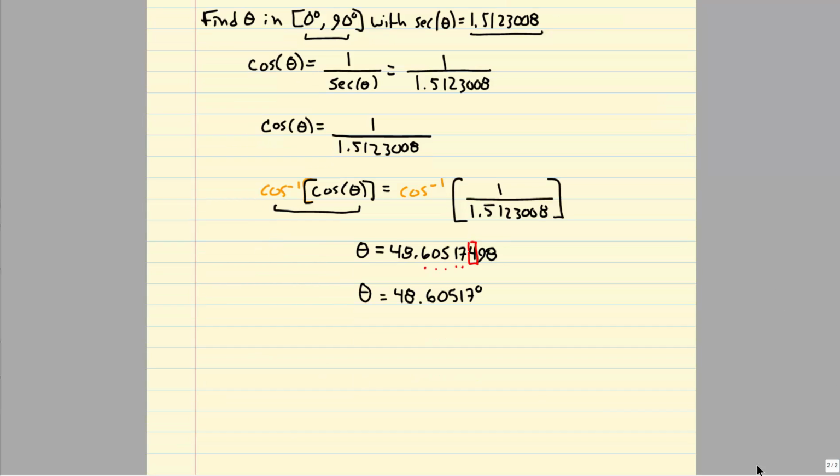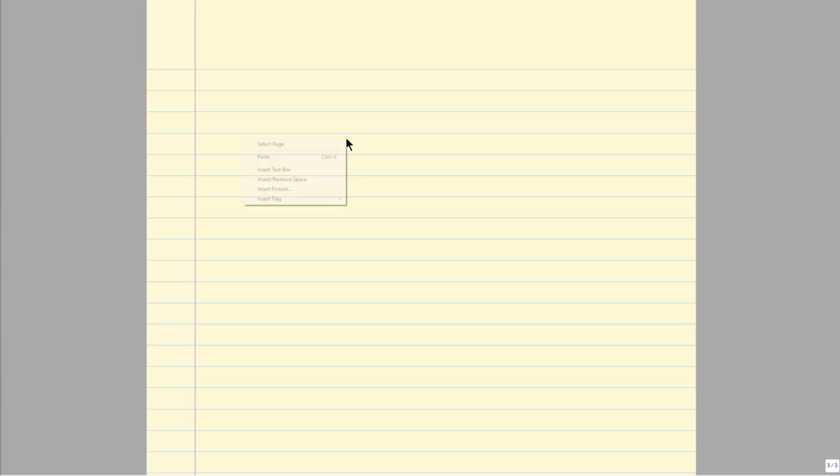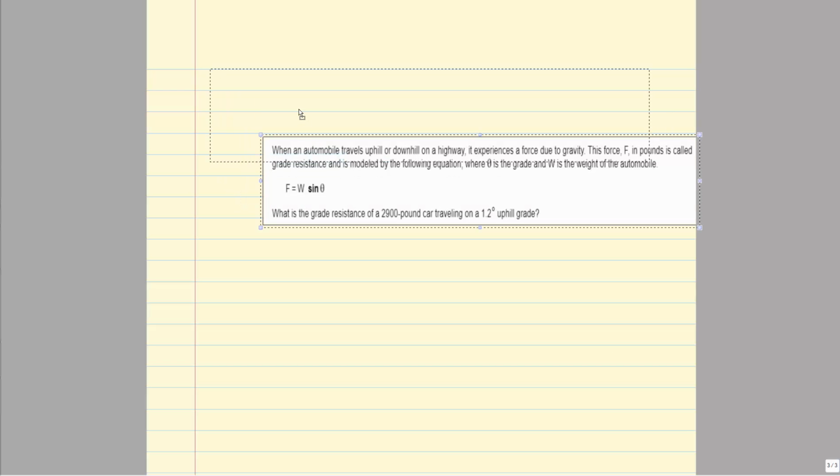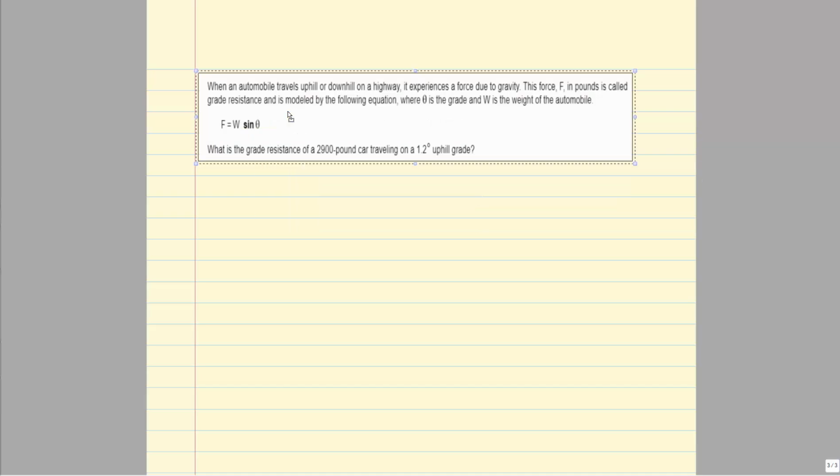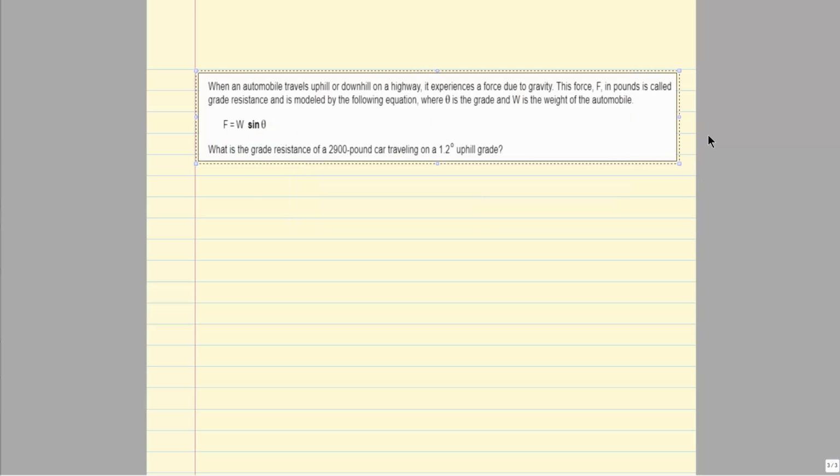Okay, toward the end of this section, you'll be working some story problems as well, using your calculator and using this idea of the arc sine sometimes, or arc tangent, or just plugging directly in. So let's look at one of those examples. It says when an automobile travels uphill or downhill on a highway, it experiences a force due to gravity. This force, F, in pounds, is called grade resistance and is modeled by the following equation. Now here theta is the grade, W is the weight of the automobile.